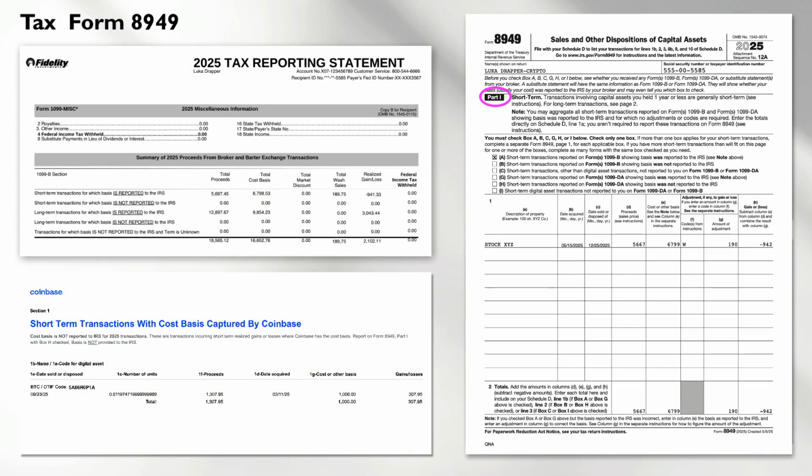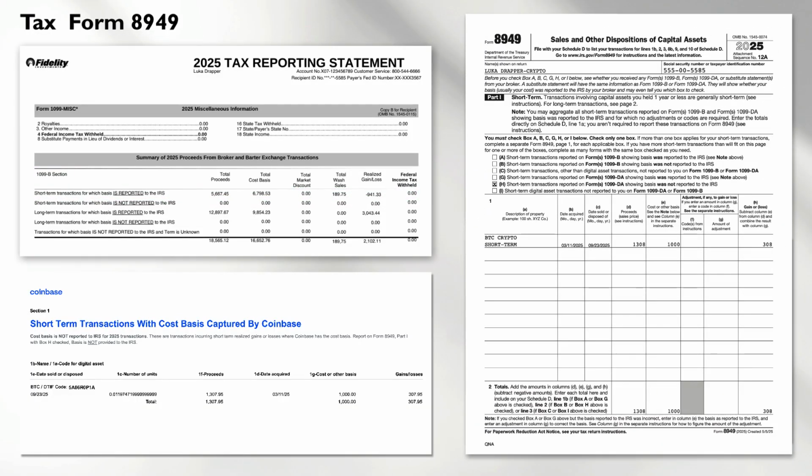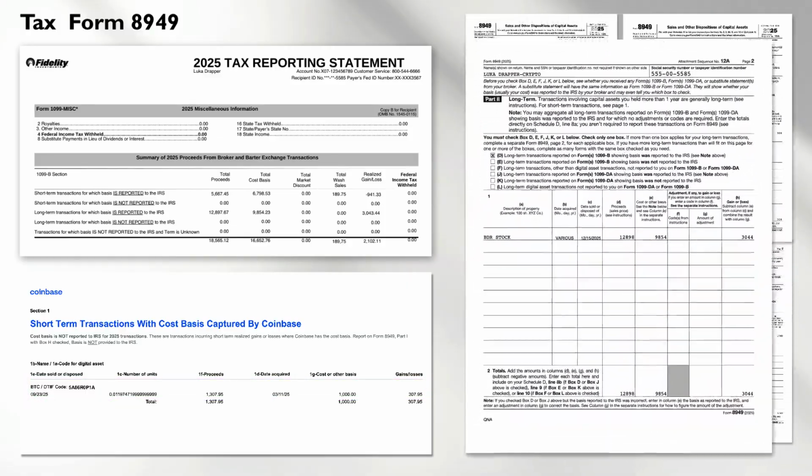The first page is Part 1 with box A checked. This includes short-term stock sales from Form 1099-B, where cost basis was reported to the IRS from our Fidelity statement. The second page is also Part 1 but with box A checked. This includes short-term crypto sales from our Coinbase 1099-DA statement, where cost bases were not reported to the IRS.